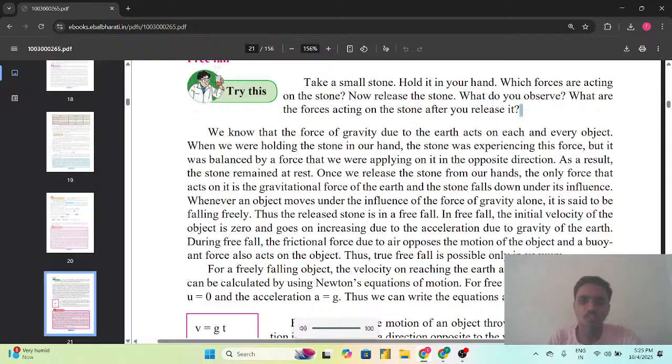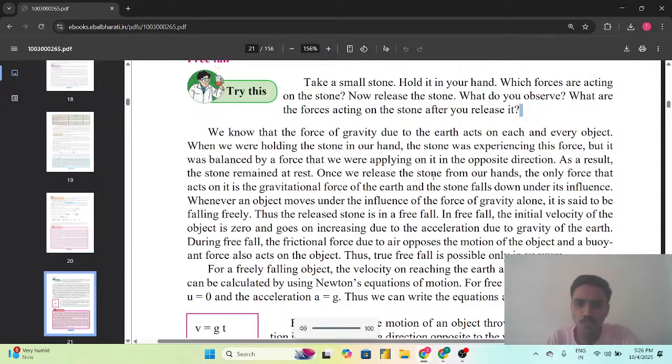These are all the questions asked in the Try This activity. We are going to see the answers to these questions in the further part. We know that the force of gravity due to the earth acts on each and every object. When we were holding the stone in our hand, the stone was experiencing this force, but it was balanced by a force that we were applying on it in the opposite direction. As a result, the stone remained at rest.